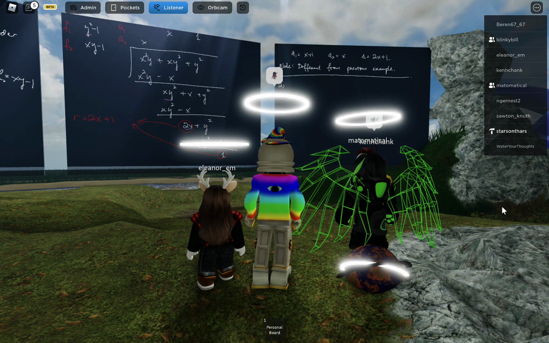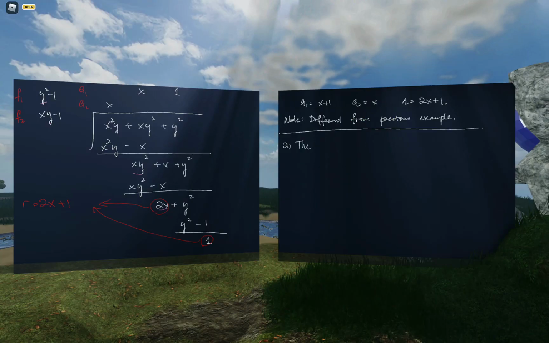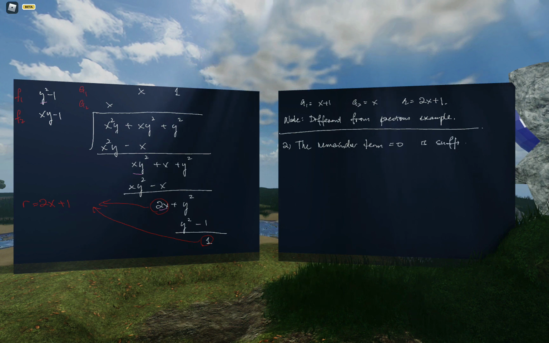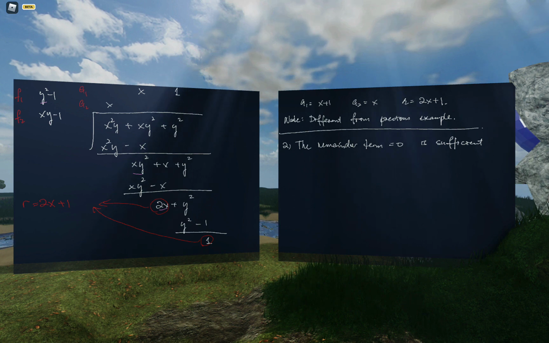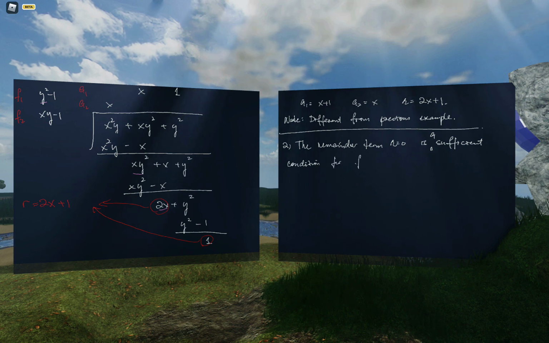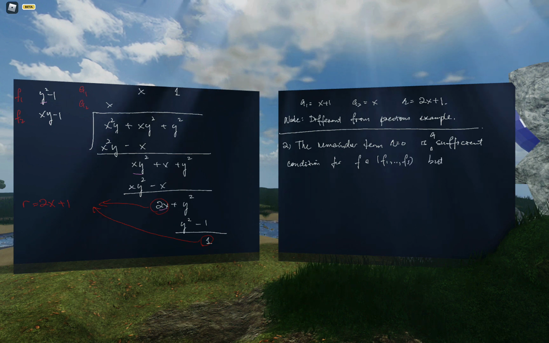Cool. So for emphasis, I'll write this out one more time, right? The remainder R equals 0 is a sufficient condition for F to be in the ideal generated by F1 through Fs, but not necessary.